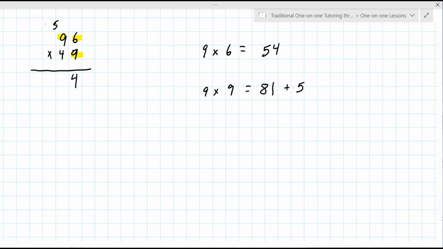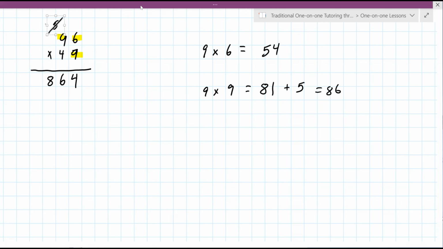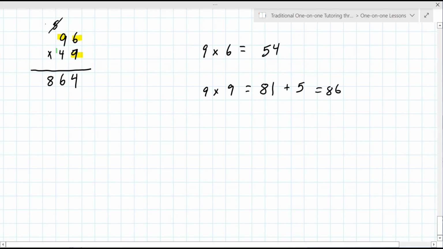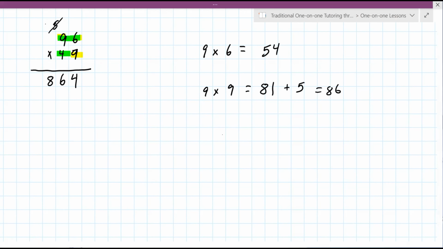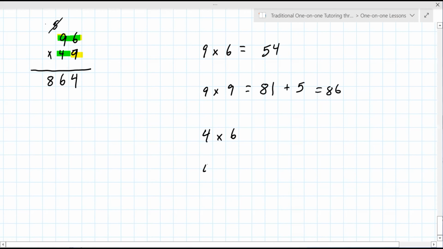So what does that add up to? 86. Yeah, give me my screen just a moment. Because we're done multiplying the numbers, we can just put the 86 down. There will come some problems where we can't do that. We have to actually keep carrying. But let's move on here. Now you're done with that 5 also. You can cross that out if you need to. Now we're going to take this 4 and multiply by 6 and 9. 4 times 6, 4 times 9.